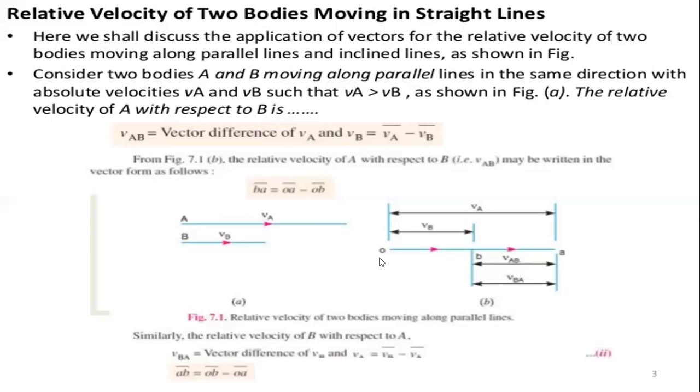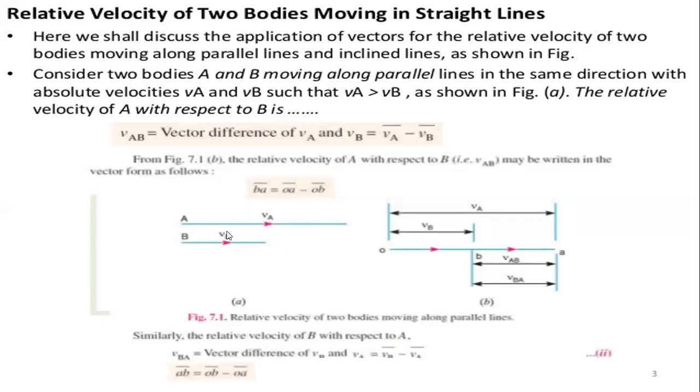Here we shall discuss the application of vectors for the relative velocity of two bodies. We are considering two bodies moving along parallel lines and inclined lines. Both are moving in straight line motions only. You can see it in the figure. These are two bodies moving in the parallel direction, that is, the same direction.